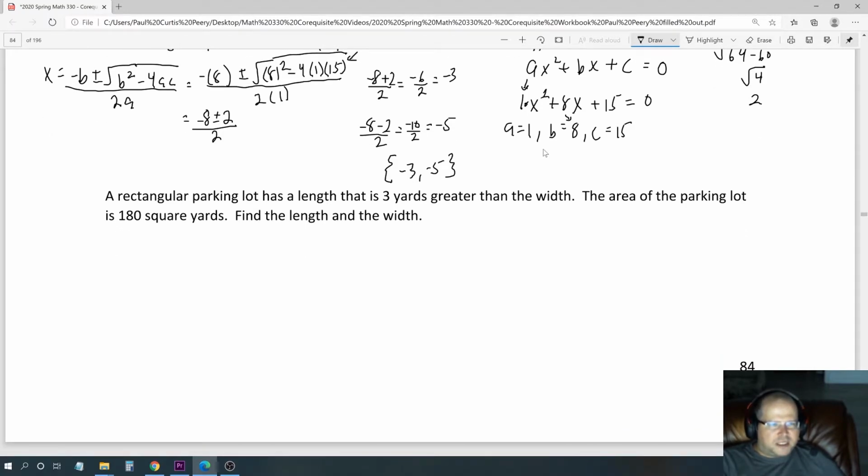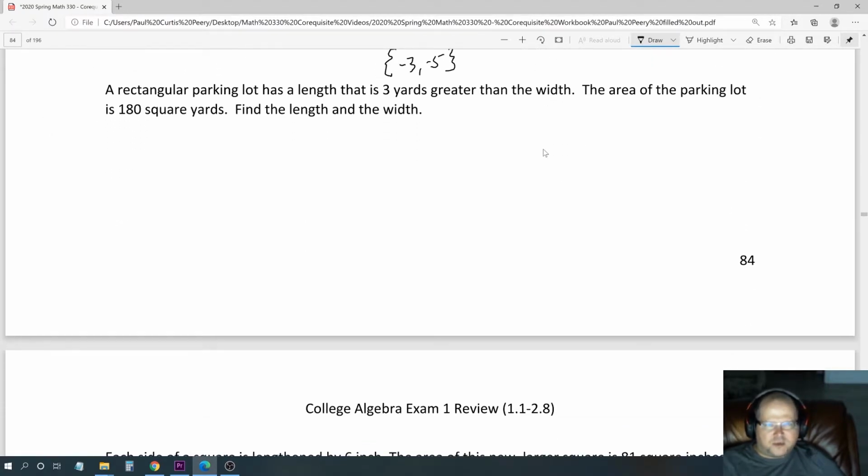A rectangular parking lot has a length that is 3 yards greater than the width. The area of the parking lot is 180 square yards. Find the length and the width. Now, since we're dealing with the area of a parking lot, I'm assuming that's a rectangular parking lot because it's talking about length and width. We know there's a general form, and it talks about square yards, which is an area. Okay, so we're dealing with the area of a rectangle.